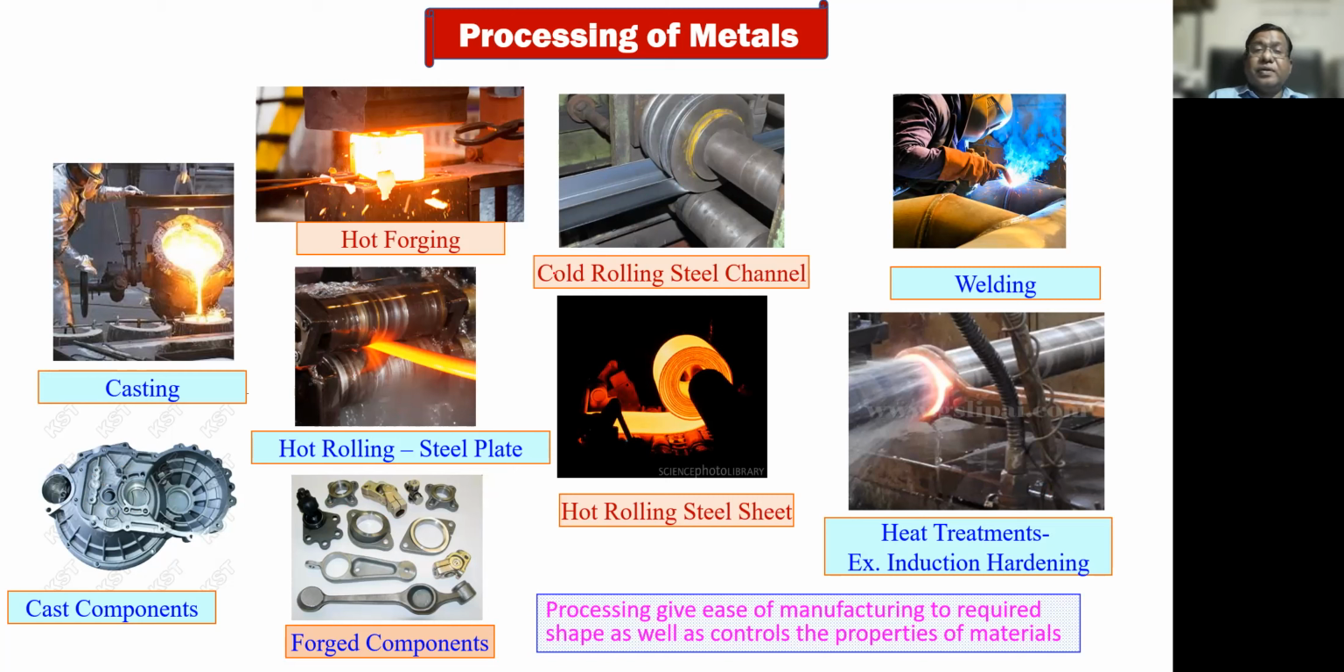A forged component has a flow of grains, and we can have a stronger structure. We'll study how processing defines the microstructure and properties of materials. Casting will give a dendritic structure. You can see it is a macrostructure, where this mesh distance is 400 microns. The characteristics of cast structure are dendritic structure, segregation of elements, and it is brittle.